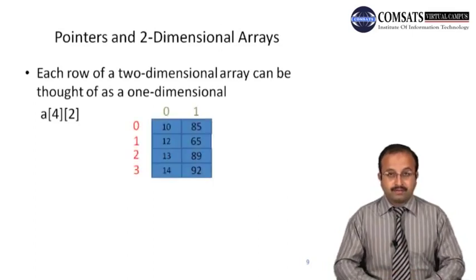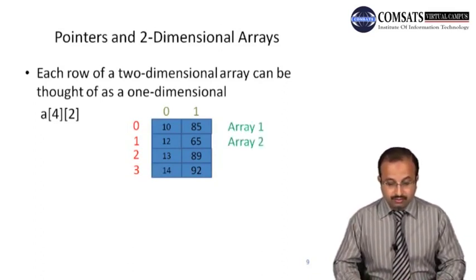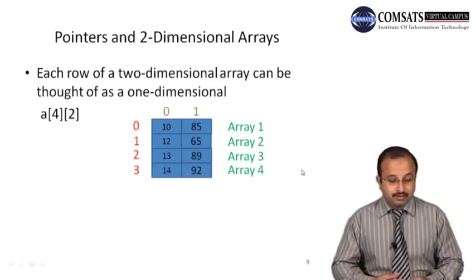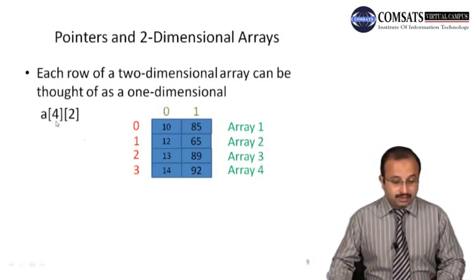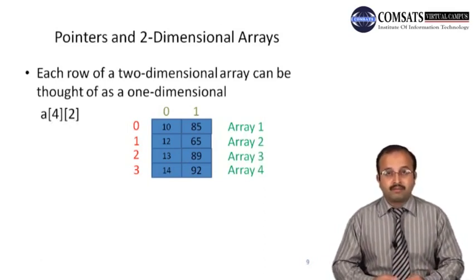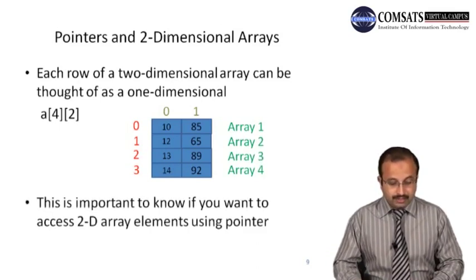So this is the tabular form of a 2-dimensional array. Now you can see we have array 1, array 2, array 3 and array 4. So in this 2-dimensional array that contains 4 rows and 2 columns, it contains 4 1-dimensional arrays, right? And this is important to know if you want to access 2-dimensional array elements using pointers.